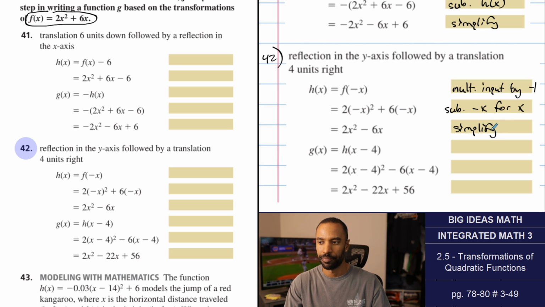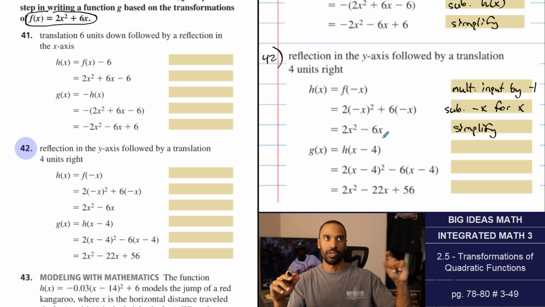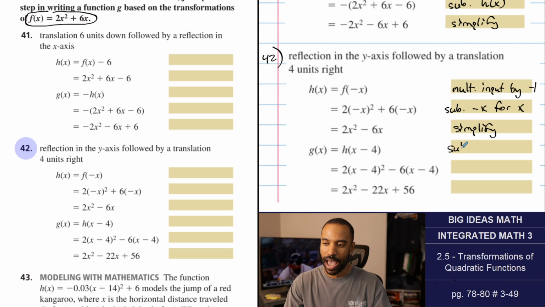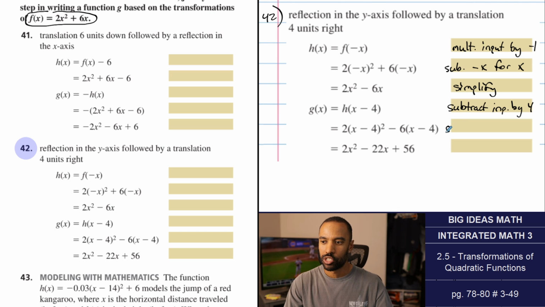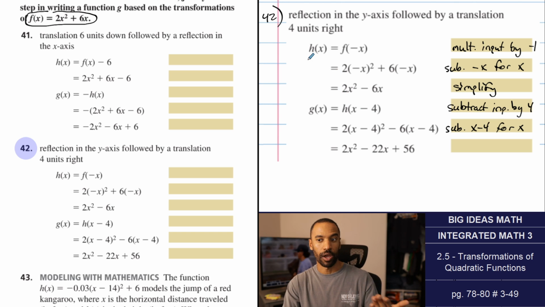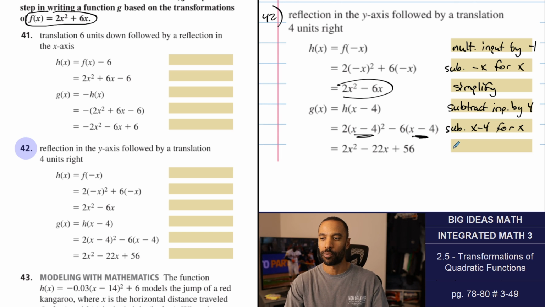So we simplify that. This is followed by a translation 4 units right. 4 units right is we're going to subtract our input. We do subtraction in the input. Subtract input by 4. I don't know if this is doing well. We substitute x minus 4 for x in this new, by the way, we're taking our h of x equation and we're doing that, right? We're taking this one. So instead of 2x squared minus 6x, it's 2 times x minus 4 quantity squared minus 6 times x minus 4. And then once again, we simplify.